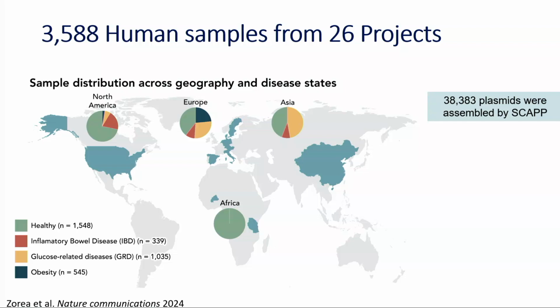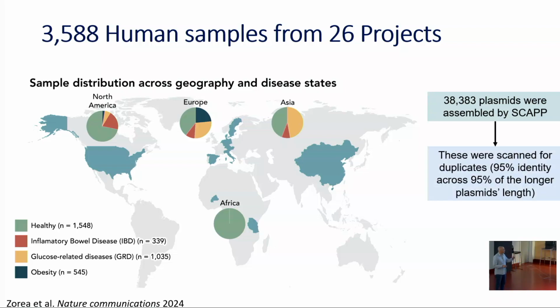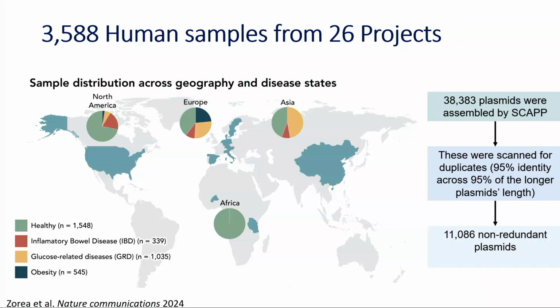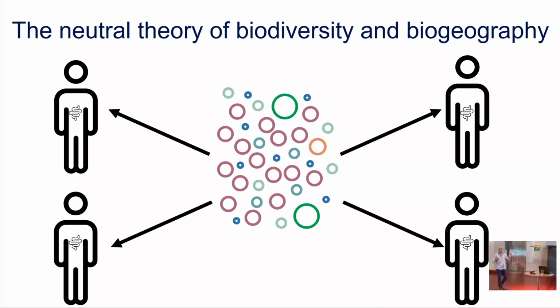And in order to do that, she used samples from 3,600 different individuals from different studies, and she assembled plasmids coming from all of these studies with different disease states, assembled and clustered the plasmids, and we ended up with about 11,000 plasmids. And then we can ask these questions of what makes plasmids disperse across human populations, what drives them, which genes, etc. So in order to ask such questions, you always need a reference point, and the reference point in this case was the neutral theory of biodiversity.